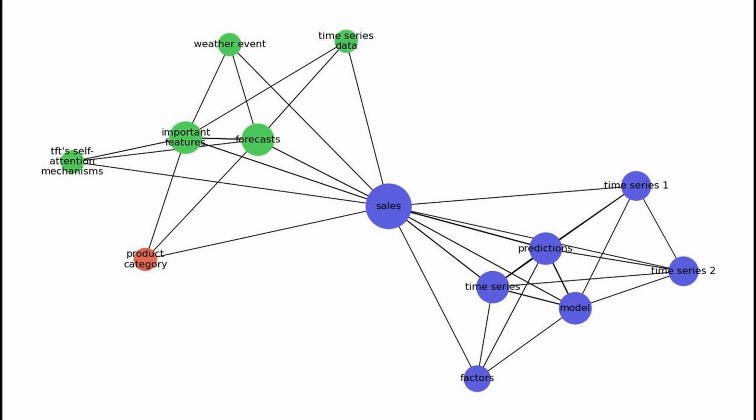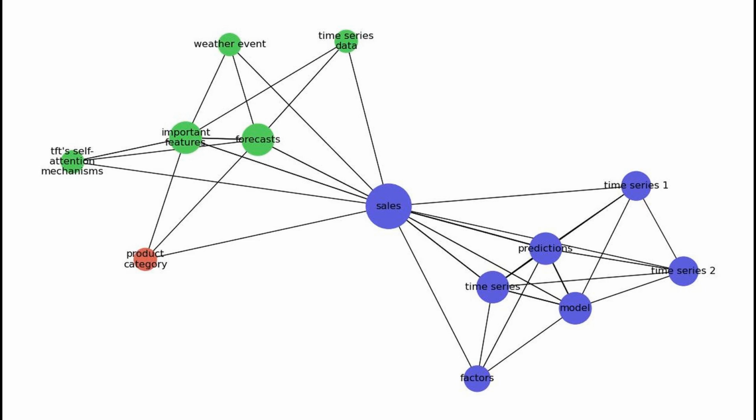Identifying relationships between time series. TFT's global modeling capabilities can help users identify relationships between different time series. This can be useful for understanding how changes in one time series might affect another. For example, a TFT model might identify that sales of a particular product are correlated with sales of a complementary product, or that sales of a particular product are affected by the weather in a particular region.